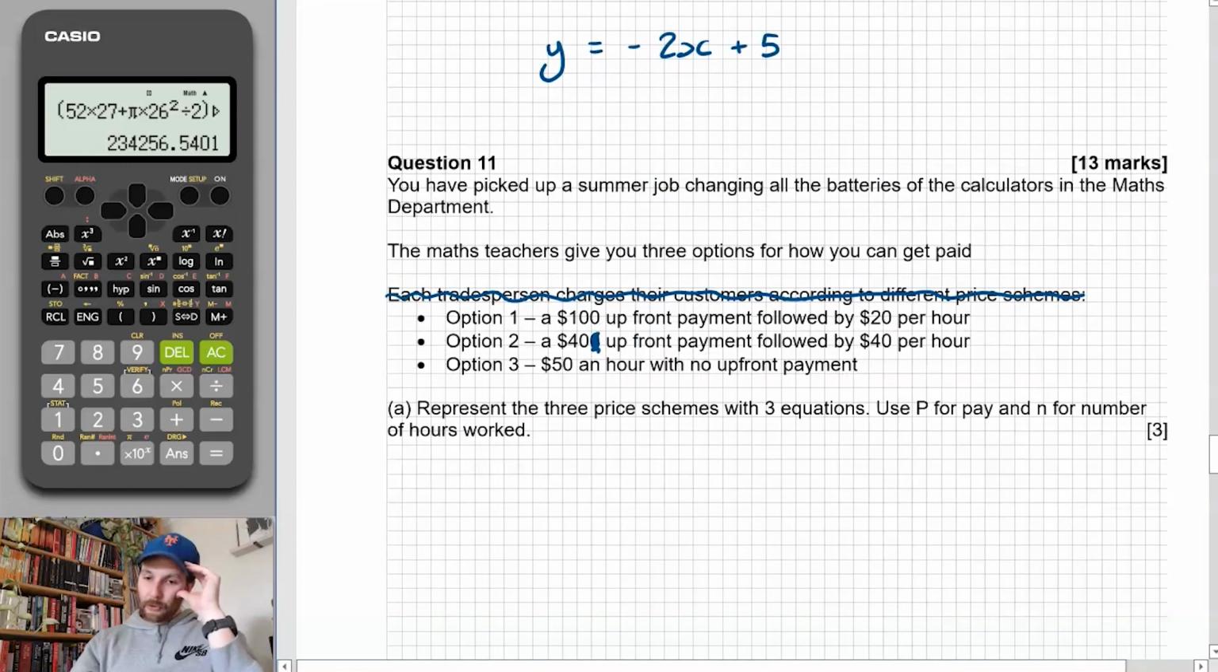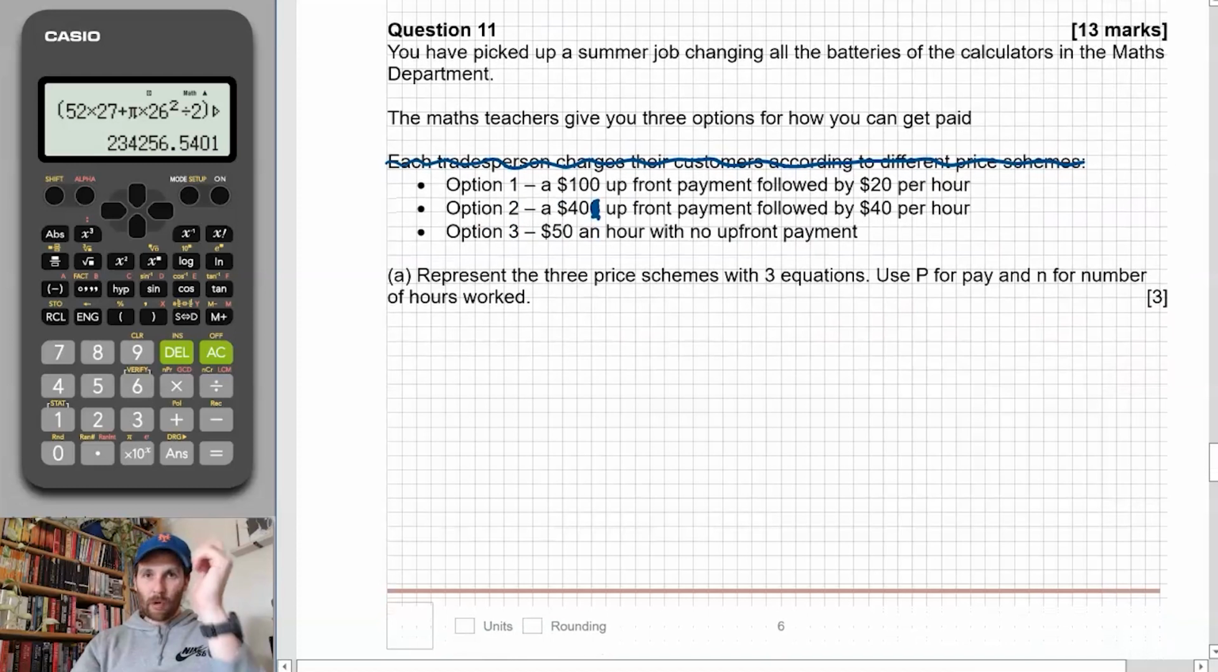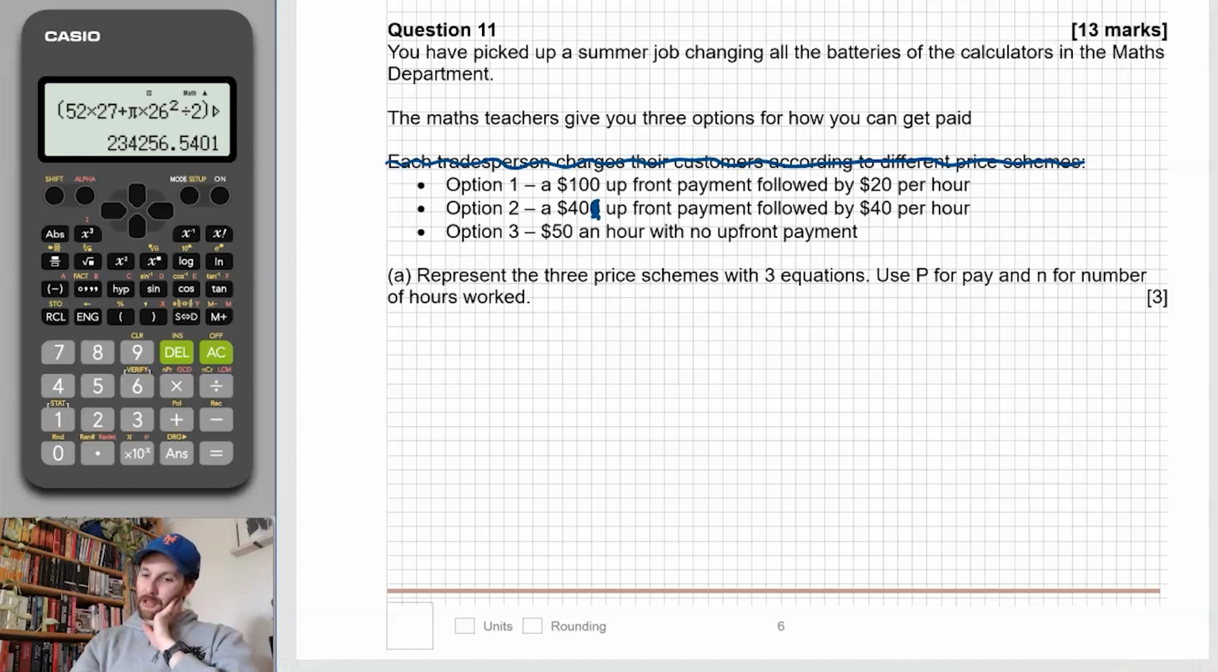Right, now we're on to the last question. Well done for sticking with it for so long. If you're just joining us, hello. You have picked up a summer job changing all the batteries of the calculators in the maths department. Very lucky situation. The maths teachers give you 3 options for how you can get paid. Option number 1, a $100 upfront payment followed by $20 per hour. Nice. Option 2, $40 upfront followed by $40 an hour. Pretty good. And then option 3, $50 an hour with no upfront payment.